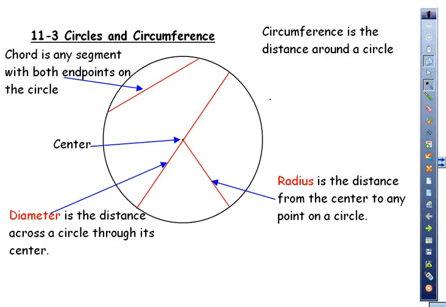All right, we are on 11-3, circles and circumference. What I want you to do is go ahead and hit pause and copy all of this down. So go ahead and take a few minutes to do that.